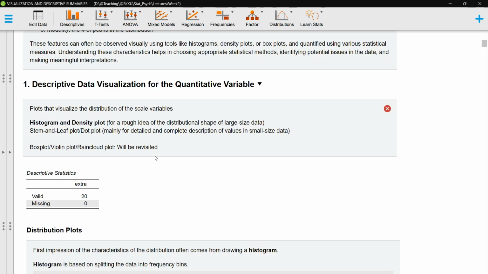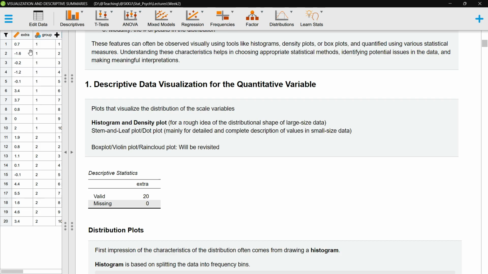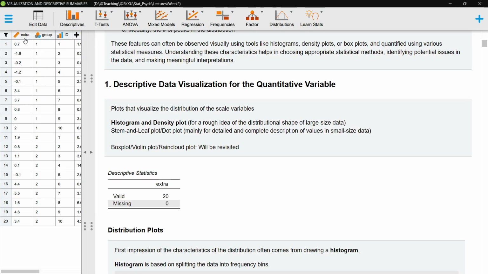I will use the same data set, the sleep data set from the first week's illustration. You remember that in the sleep data set, we have the extra hours of sleeping after taking a sleeping pill. And we remember that there are 20 observations. So let's look at this. This is the data file, right? So the extra variable in the sleep data set was the extra hours of sleeping, right?